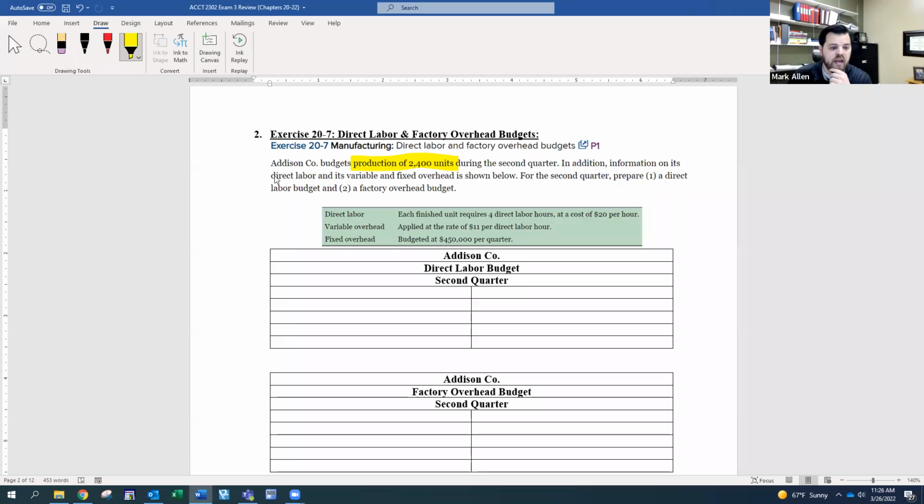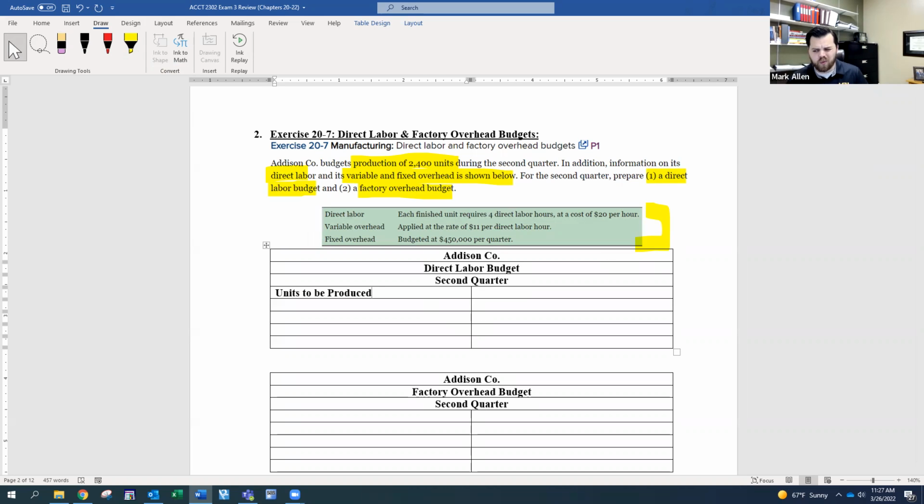In addition, information on our direct labor and variable and fixed overhead is shown below. That's what's in this table right here. For the second quarter, prepare a direct labor budget and a factory overhead budget. Okay, so here we go. For my direct labor budget, which is the first one they asked for, we need to look first at our units to be produced. Remember, this is only able to be prepared once you have the production budget.